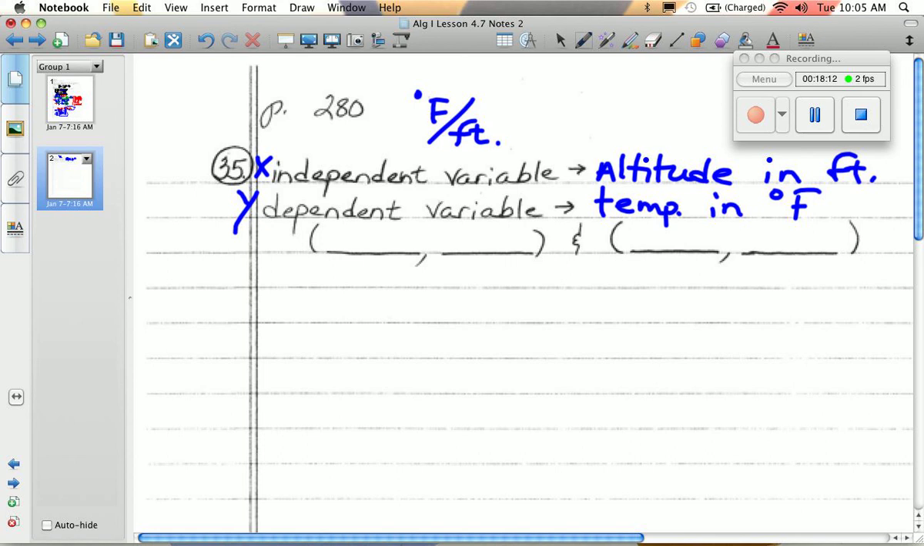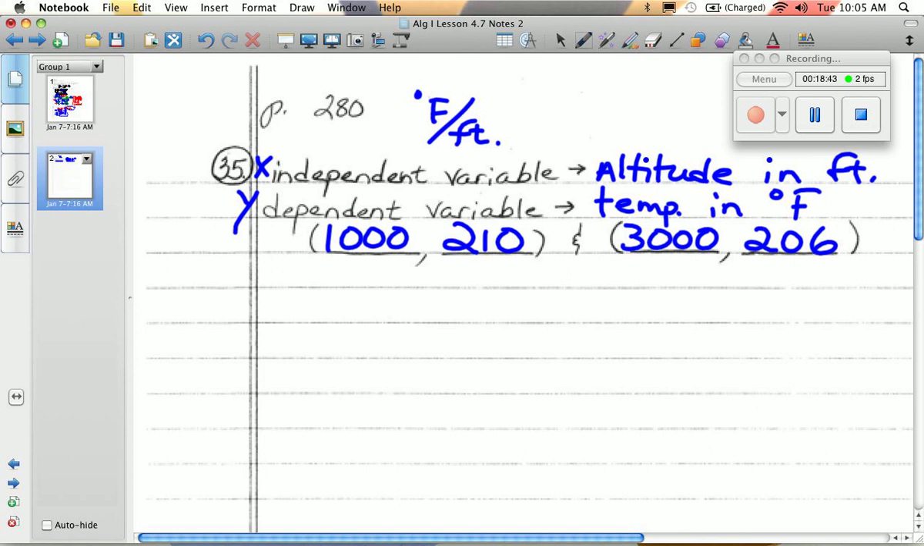1,210. Okay, so at 1,000 feet, apparently the temperature is 210 degrees Fahrenheit. Is that right? Yeah. That's where water boils at? Okay. What's the other situation then? 3,000 feet, 206. So we know that at 3,000 feet, it boils at what? 206 degrees, okay. There's two ordered pairs for us.